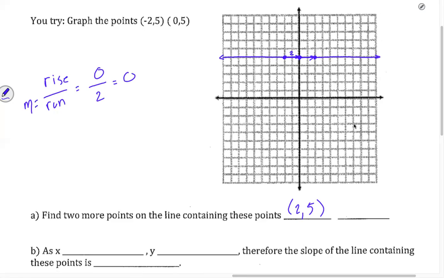Well, what if I don't want to go over 2? Well, what if I want to go over 1? That's okay. We can go over 1 from there. So we went over 2 from there, 1 from there. Well, look at that. 3, 5. So here as x increases, y remains constant. Therefore, the slope of this line containing these points is 0. There is no slope. It's flat.